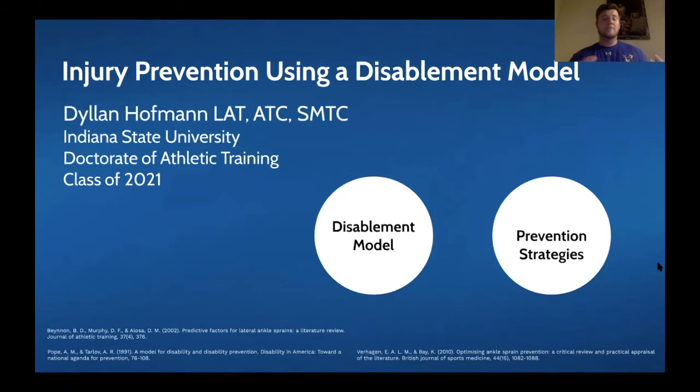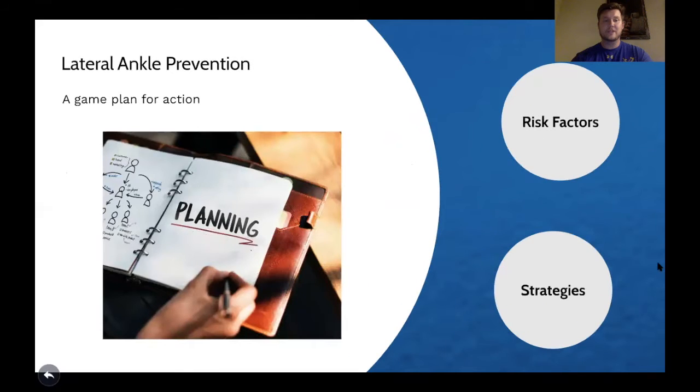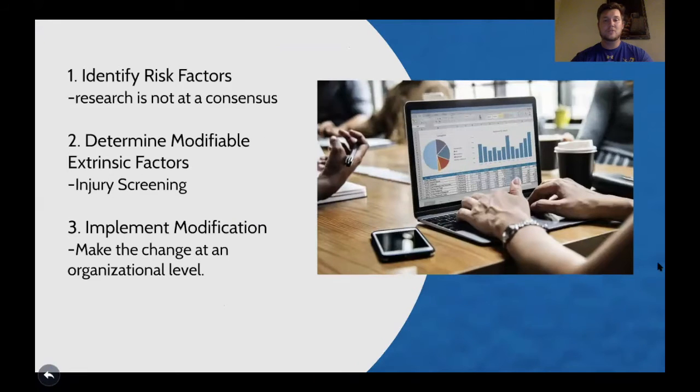So the main purpose of this is, how do we prevent that from happening? And we do that by looking at some prevention strategies and really creating a game plan of how we are going to prevent these lateral ankle sprains from occurring. I want to always start the same way our model starts, which is risk factors and identifying risk factors. As I said, the research is not at a consensus, but it's really important for us to continue to look and build a consensus on what are the true risk factors for lateral ankle sprains.